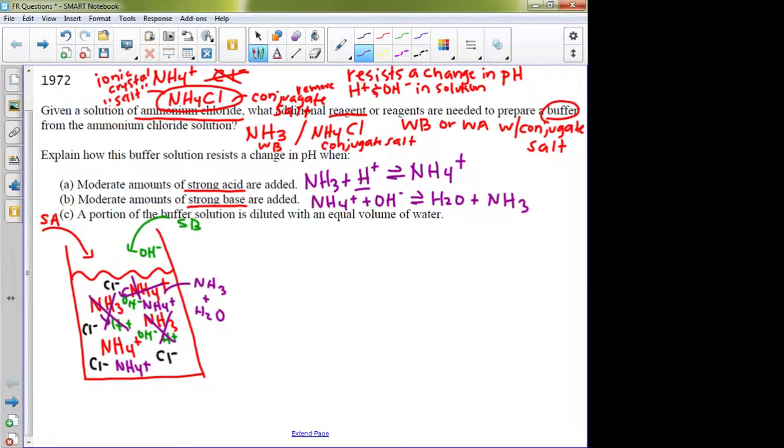So think about, and this is just so you can understand the whole purpose of the lab, what happened. We had acetic acid, right? So acetic acid dissociates into H positive plus C2H3O2 negative, right? So here's my weak acid, here's my conjugate. Do we see that?